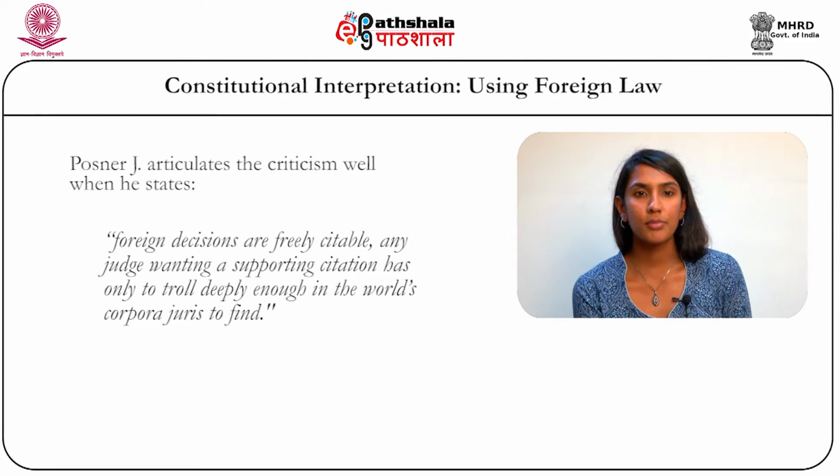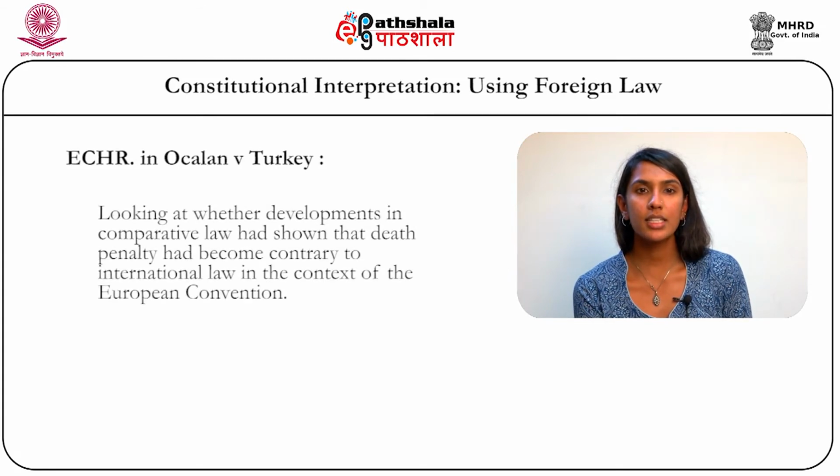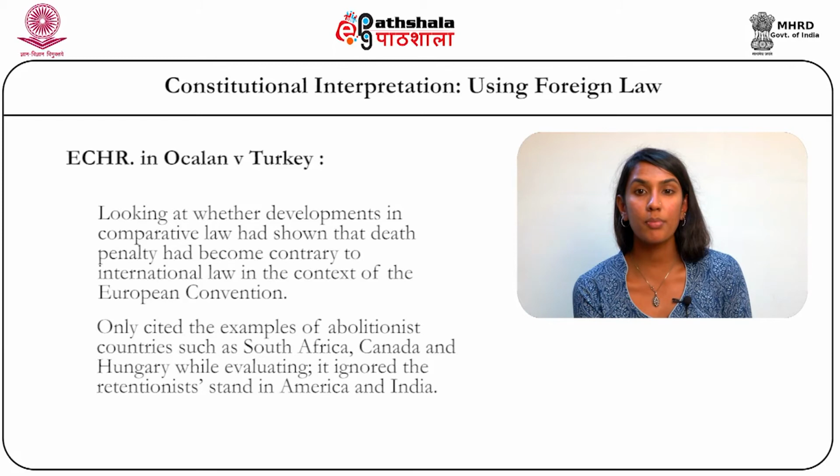We see his concerns come true to some extent in the European Court of Human Rights case in Öcalan versus Turkey, where the court, looking at whether the developments in comparative law had shown that the death penalty had become contrary to international law in the context of the European Convention, only cited examples of abolitionist countries such as South Africa, Canada and Hungary while evaluating its stance. However, while doing so, it ignored the stand in countries such as America and India, countries which have retained the death penalty. We thus see a cherry picking of the countries from which foreign decisions are being cited.